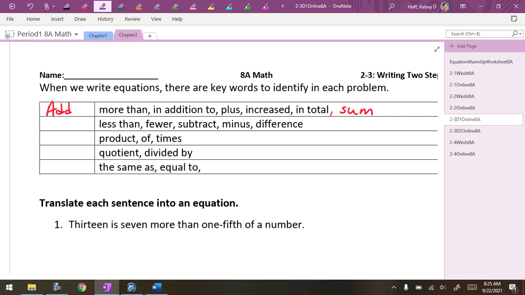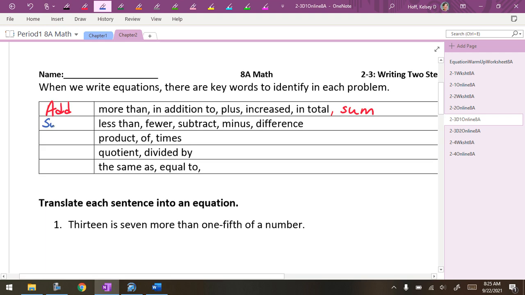What operation do you think less than, fewer, subtract, minus, difference mean? Jack? Subtract. There is a clue in there. Everybody put a box around the phrase less than. Less than is a special phrase that we have to have a special rule with, and we'll talk about that when we get there. Put a box around it so that you remember.